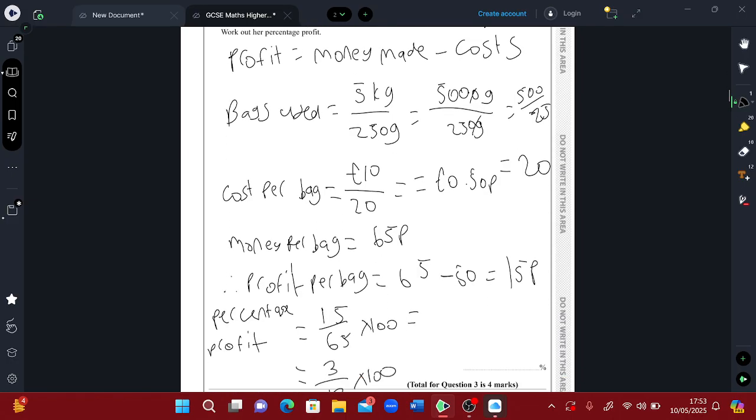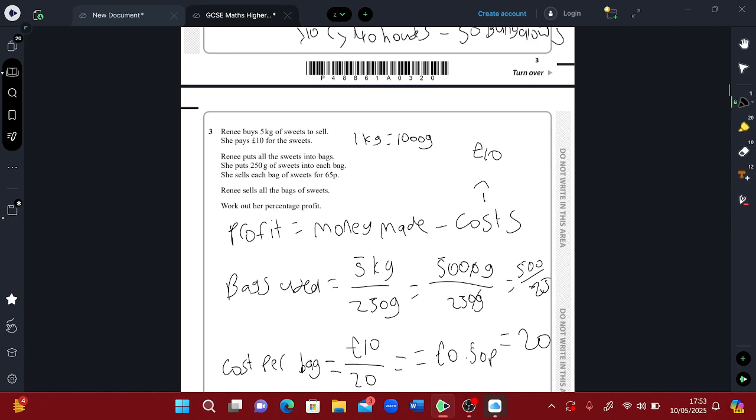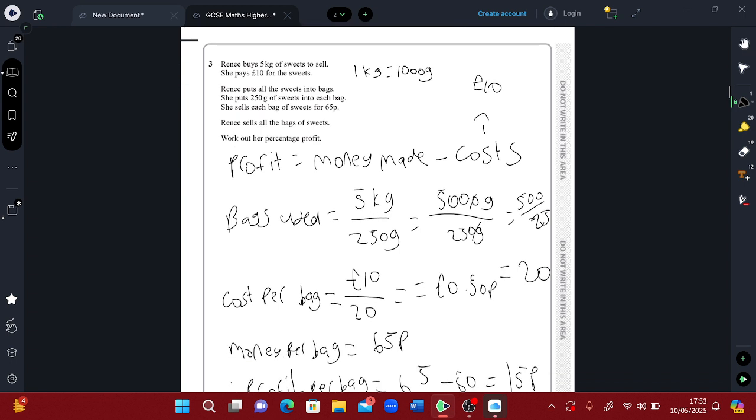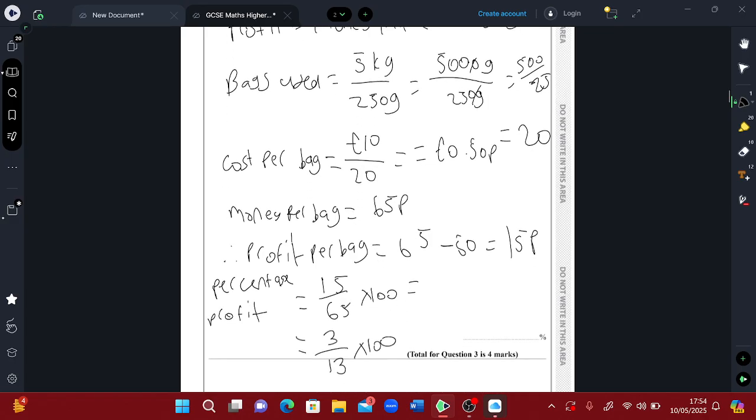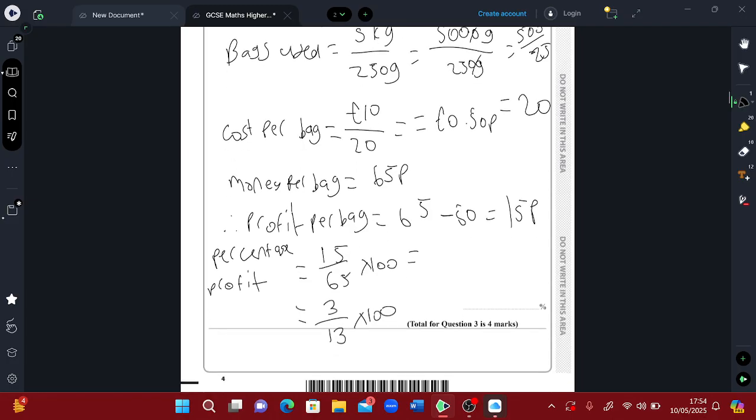So that'd be 50p. Then it tells us the money per bag is 65p because she sells it for 65p for each bag. So the profit per bag. Oh, no, never mind. The profit would be the money she got from it minus the cost to make it. She's 65 over 50p. That's 15, I believe. So the profit would be 15.